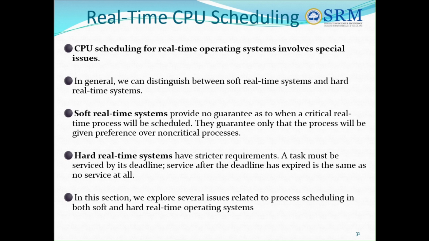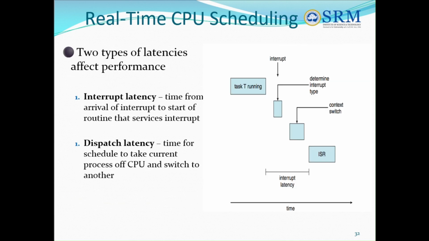In a hard real-time system, the task must be serviced by its deadline. Service after the deadline has expired is the same as no service at all. So it provides a guarantee as to when a critical real-time process will be scheduled. In soft real-time, they guarantee only that the process will be given priority, so we can service it within the time duration, but it is not strict. After the time duration also we can service it and use it. That is the difference between hard and soft real-time tasks.